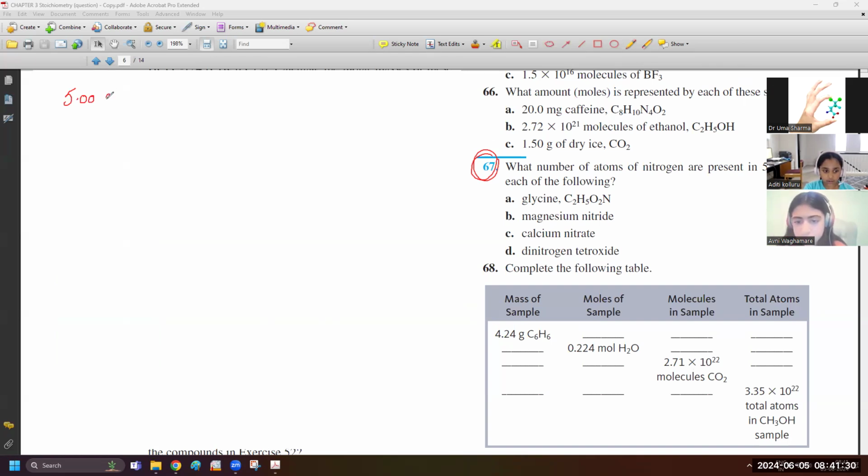C2H5O2N. You know what is glycine? You heard about it? What is glycine? Yes, Avni. What is glycine? The formula is given, and you are also hearing it. What is glycine? It's an amino acid. It's a part of the proteins.